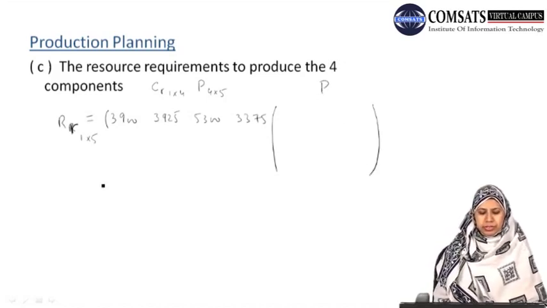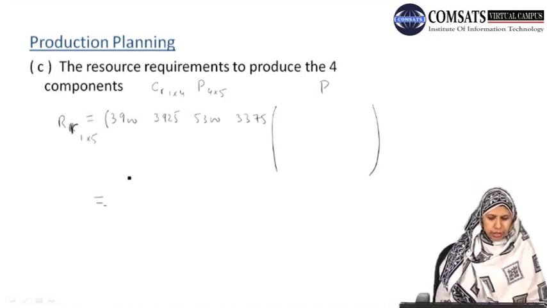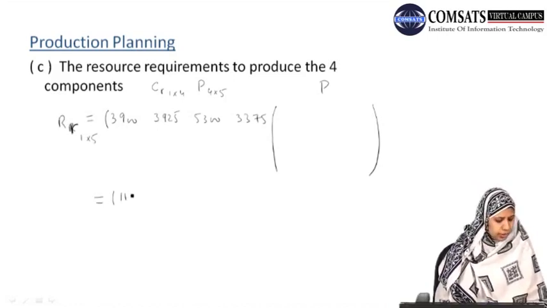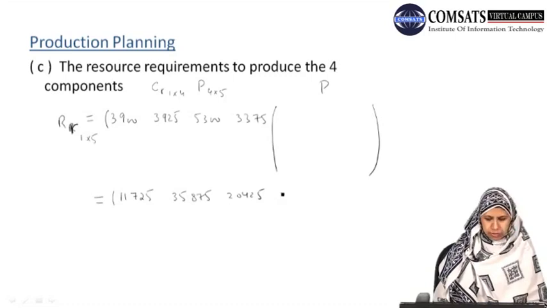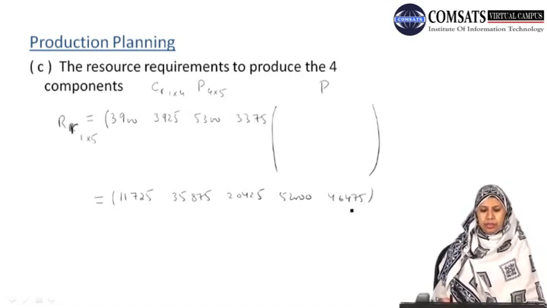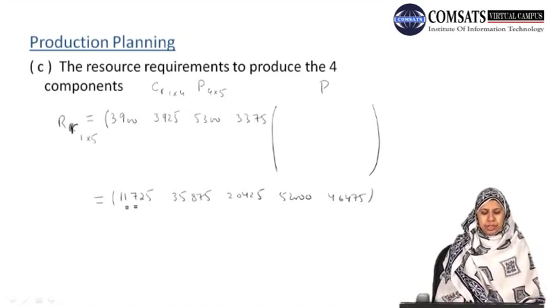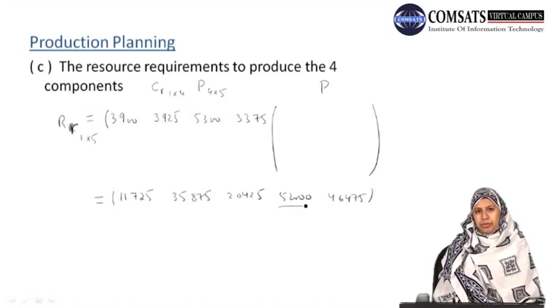And solving these two matrices, we obtain a matrix of order 1 by 5, and the entries are 11725, 35875, 2425, 52,000 and 46,475. So these are the number of units required from the resources, that is from part 1. These are the number of units required for part 2. These are the number of hours required for the production labor and the number of hours required for the assembly labor.